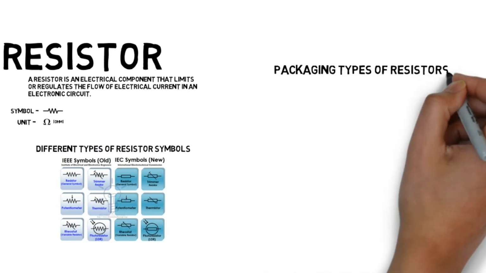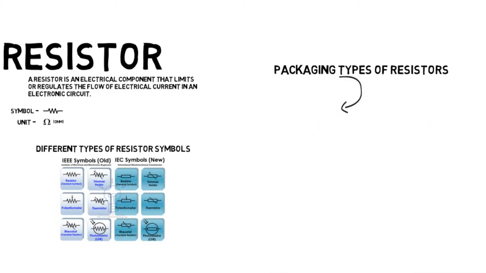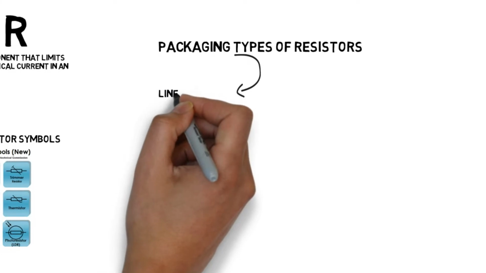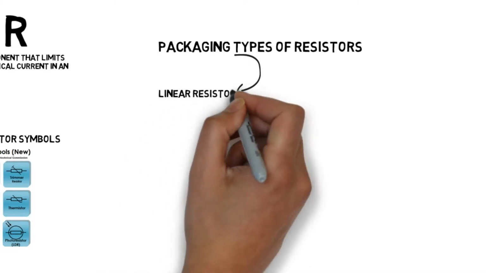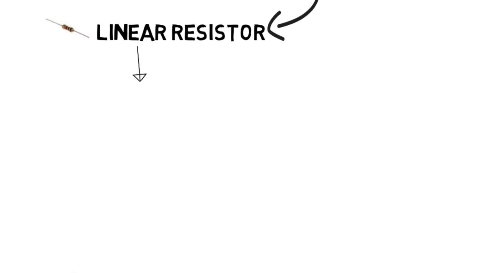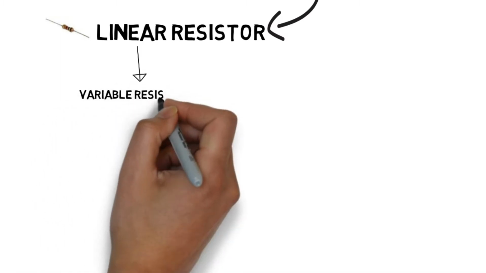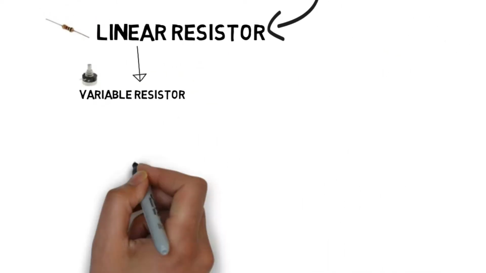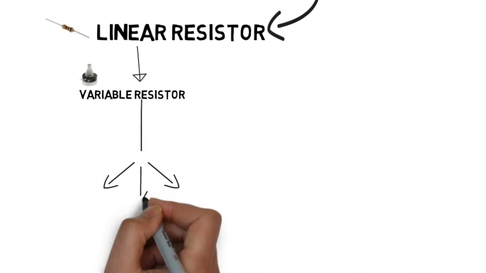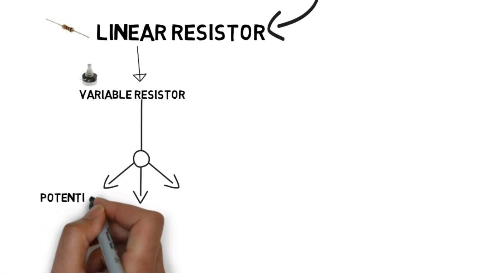Let's see types of resistors regarding packaging. First one is linear resistor, it divided in two parts. First part is variable resistor. Potentiometer resistor, rheostat resistor and trimmer resistor are members of variable resistor family.